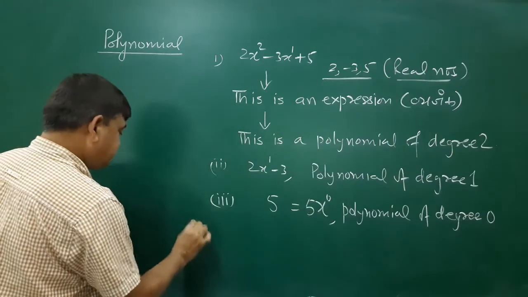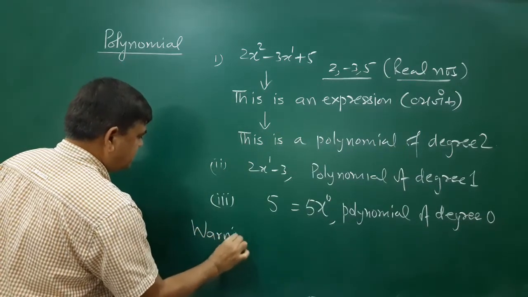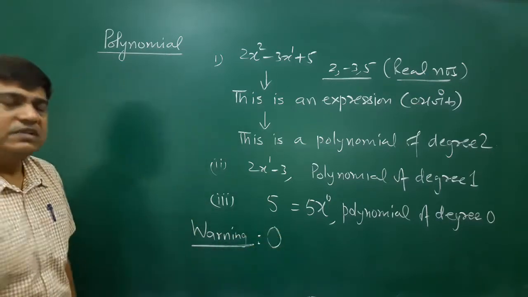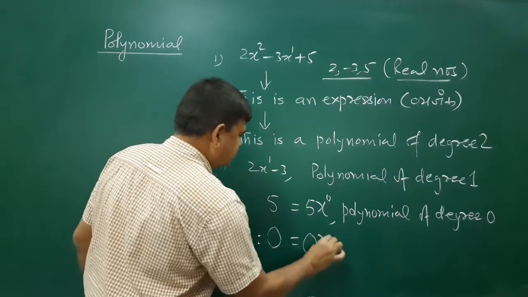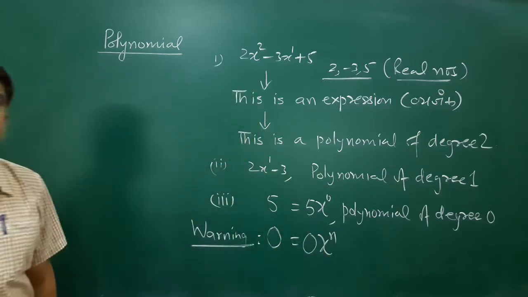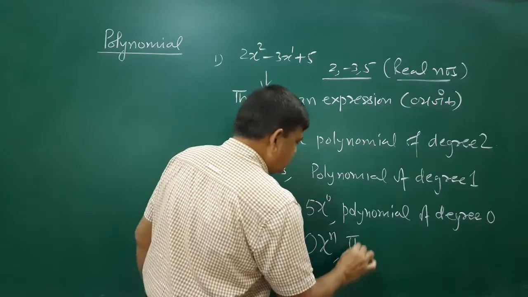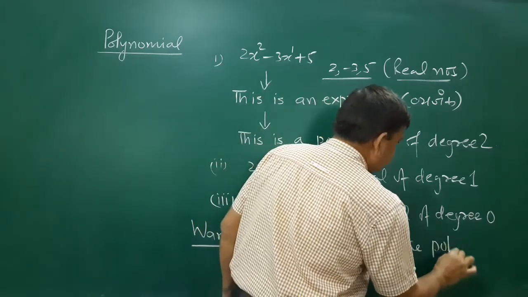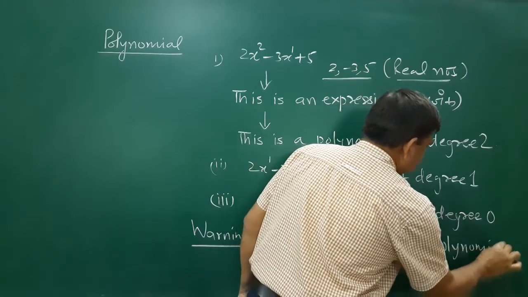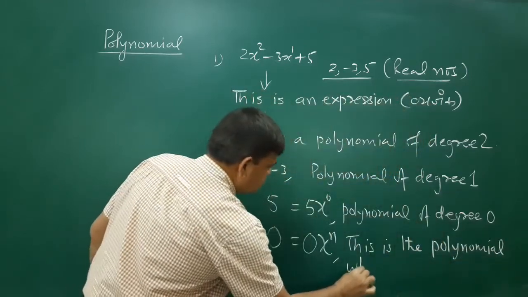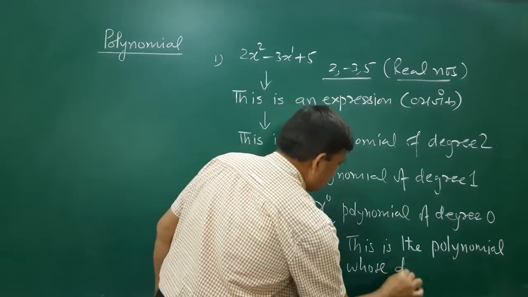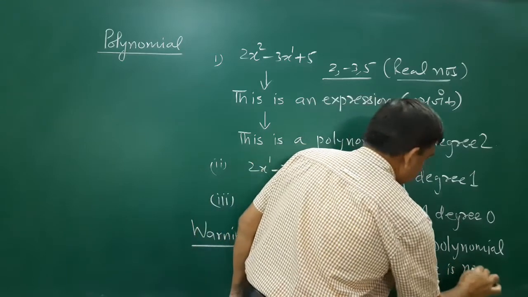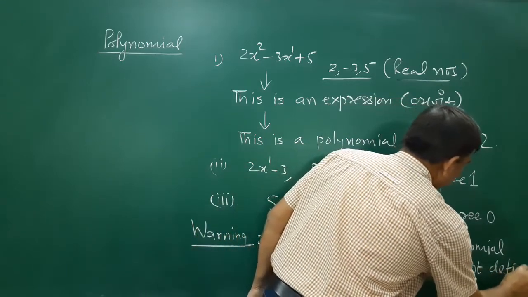But if I write 0, this is the polynomial whose degree is not defined.